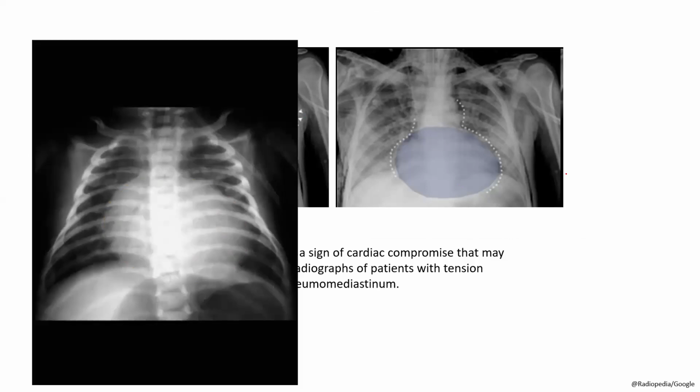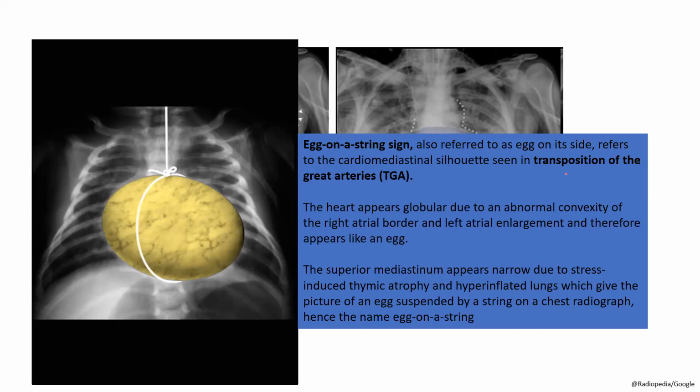Let's have a look at another kind of appearance where the heart looks like an egg. So this is egg on a string or egg on side, which refers to transposition of great arteries. In this, the heart appears globular because of abnormal convexity of the right atrial border, and the superior mediastinum is narrowed because of stress-induced thymic atrophy and hyperinflation of the lung. So this overall appearance looks like egg on a string sign, which indicates transposition of great arteries.